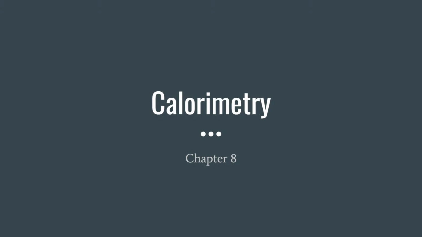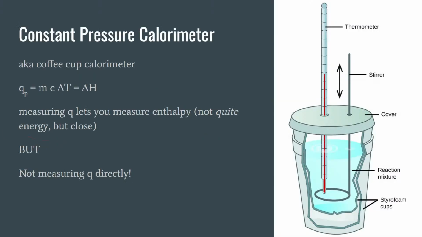Okay, we're live. All right, so calorimetry. We've already talked about how we measure heat by measuring mass and changes in temperature using specific heat capacity. Let's look at our constant pressure calorimeter, or a coffee cup calorimeter, because when you do this in lab, you will be using just coffee cups. So, at constant pressure, the change in heat is equal to the change in enthalpy of our system. It's not quite energy, not quite internal energy, but it's close.